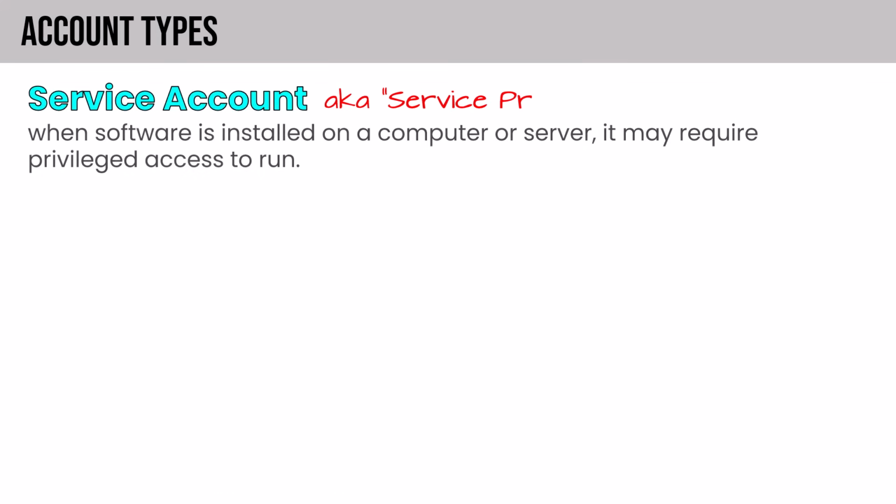So getting specific to cloud, let's talk about account types. So we have service accounts. In the cloud, I see those commonly called service principals, or managed identities we'll see on some platforms like Azure, for example. Now, when software is installed to run on a computer or a server, it may need privileged access to run. When we have cloud apps, they may need an identity as well, a service principal.